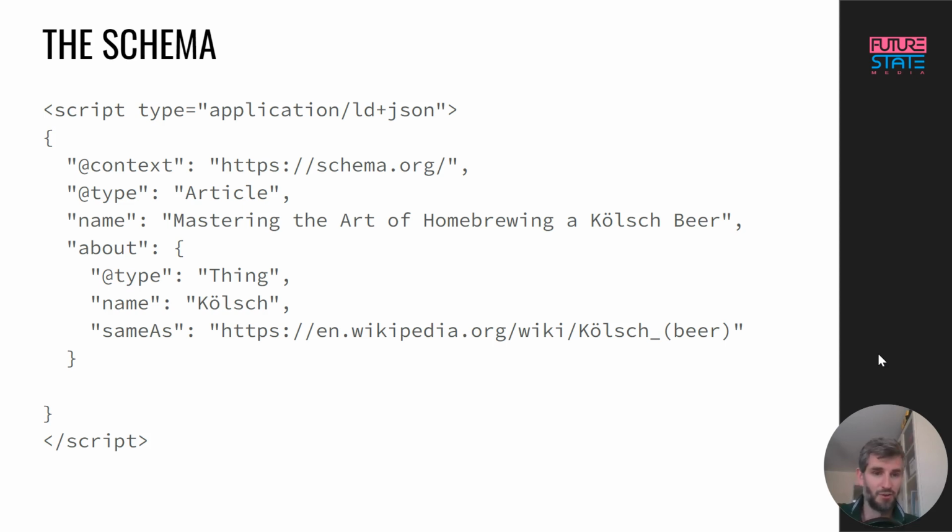You don't need to understand this, but you do need to see the main constructs here. The name is the article title, and then the thing that I'm trying to define in this case is a Kolsch, a beer. And then I'm going to link up to the Wikipedia page that is unambiguously about Kolsch beer. And that tells Google that this is all about Kolsch.